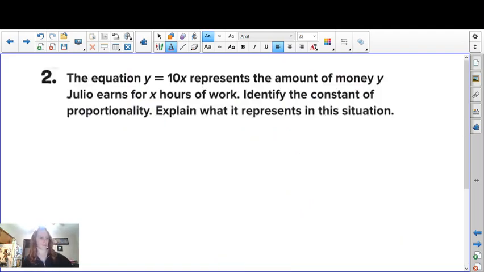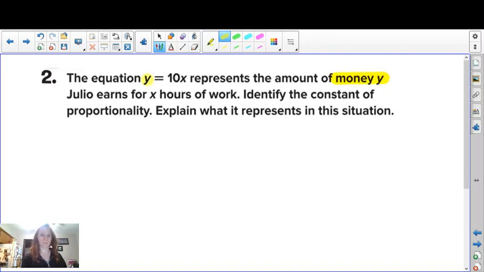All right, next idea. The equation y is equal to 10x represents the amount of money y Julio earns for x amount of hours of work. Ooh, that's important. I'm going to go back and highlight that. Money is y. So x represents hours of work.